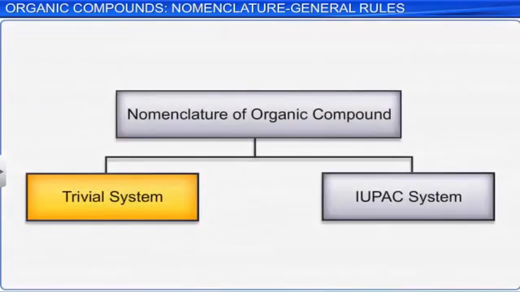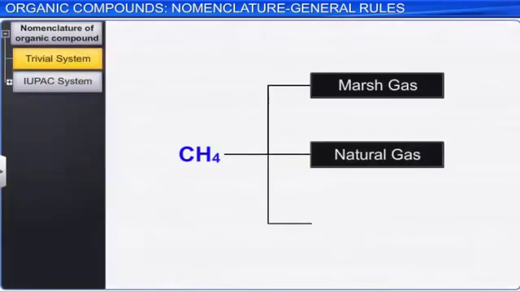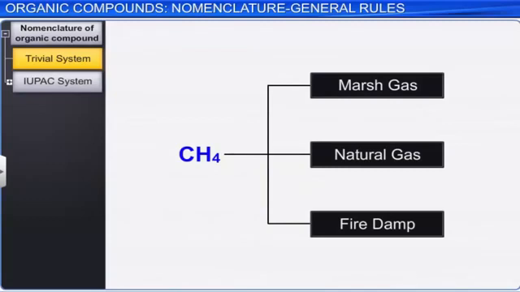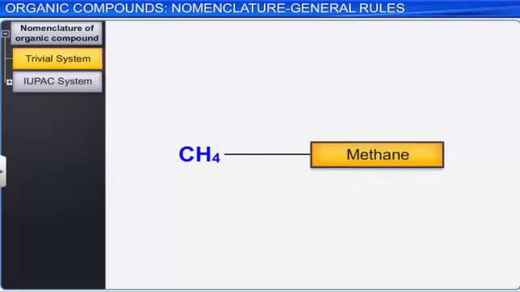This system was commonly used before 1892, and it did not follow any standardized rules. Moreover, more than one common name is given for certain compounds. To remember the common names given at random for the large number of compounds that are discovered day to day is difficult. Hence, the need to develop a systematized method for naming organic compounds is found to be indispensable.